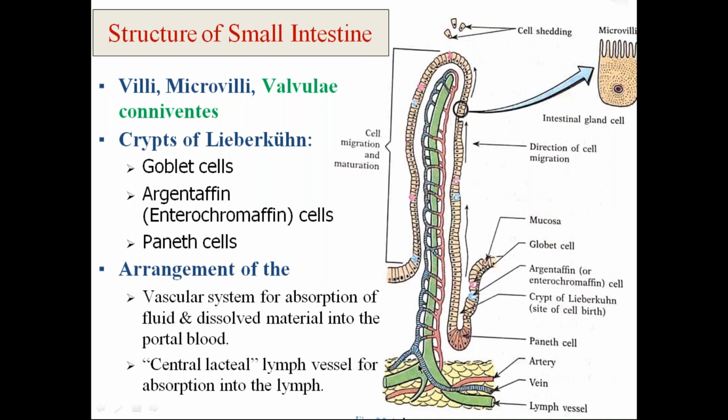The vascular system for absorption of fluid and dissolved material goes in the form of a branching system into the villus, and there is a lymph vessel, the central lacteal, for absorption of fats into the lymph.